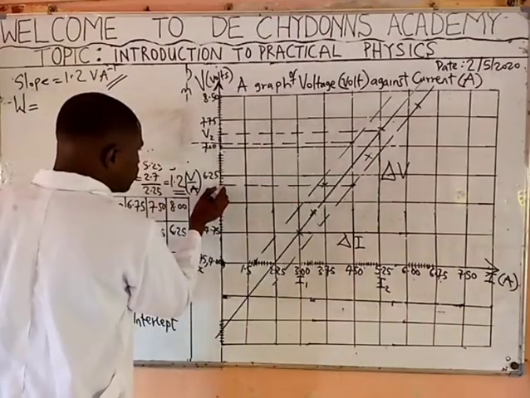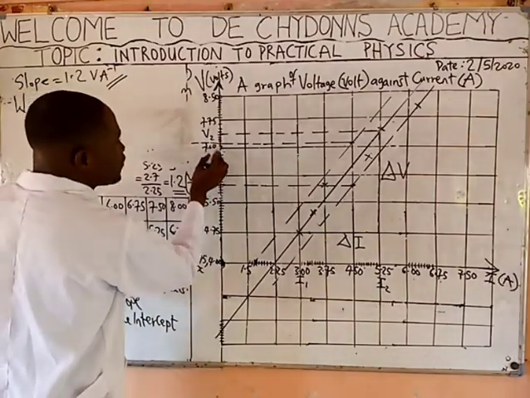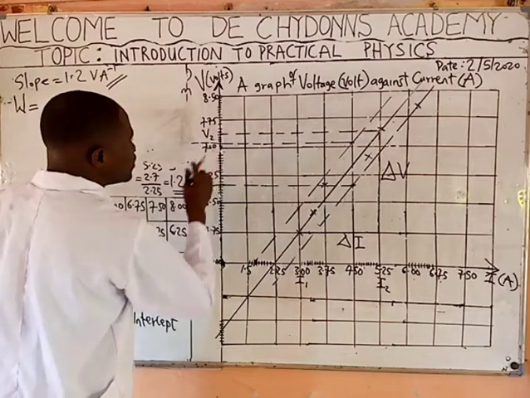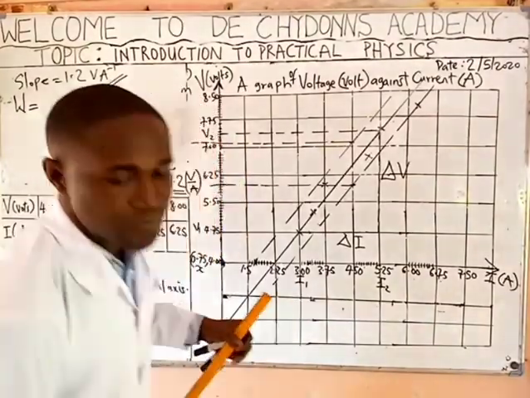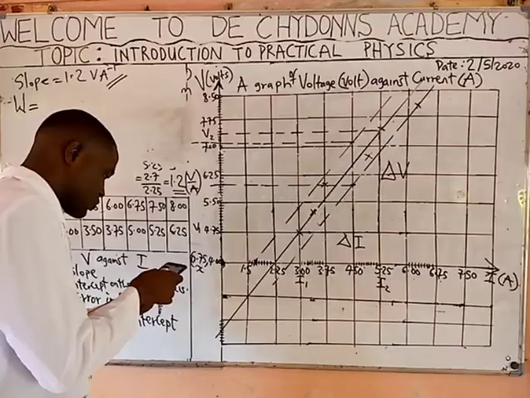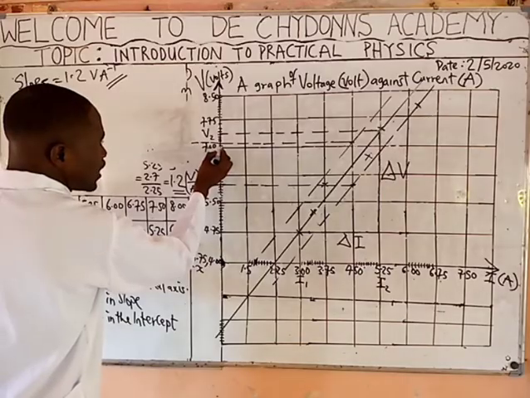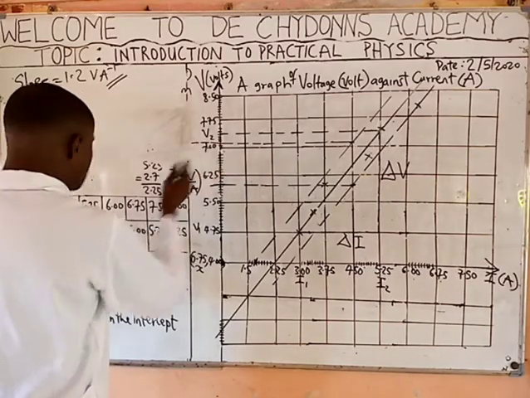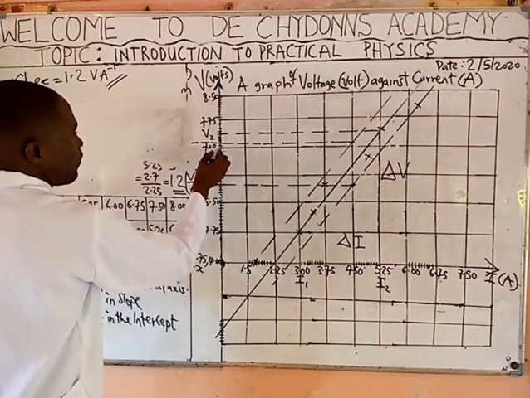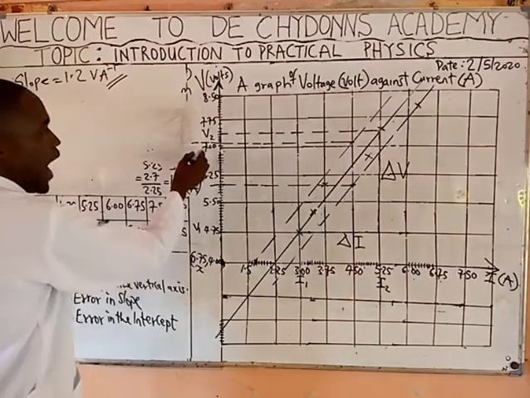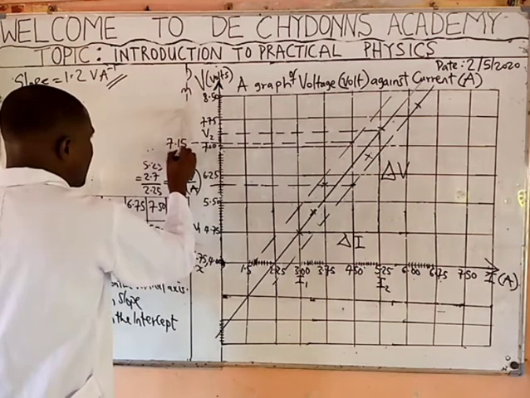So what you do, you take out this reading. Now, how do we get this? Since each of these spaces is 0.075, from here to here is 2 spaces. So it is 0.075 times 2. Each of these spaces is 0.075, and we have 2 spaces here. So 0.075 times 2 will give us 0.15. Add it to this 7, and it will give us 7.15.